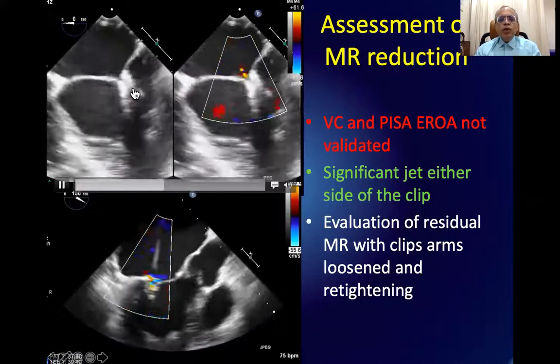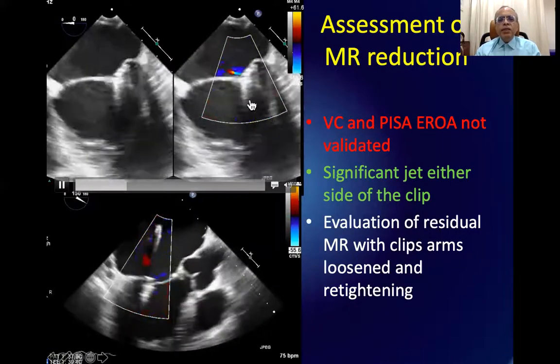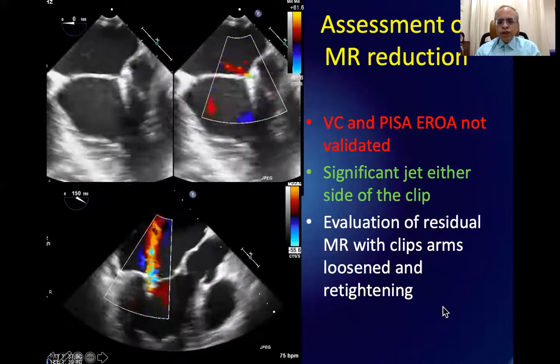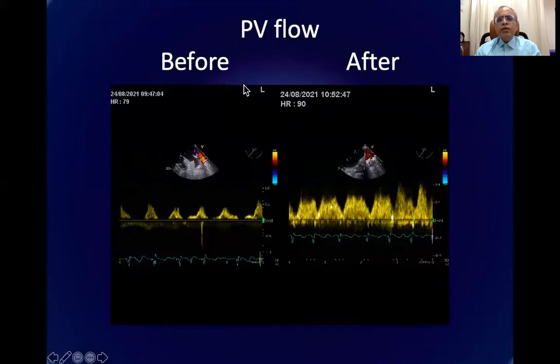For this, now you rotate all the way from 0 to 120 degrees to check for any residual MR jet. The next best thing is to look at the pulmonary vein flow. Now in this patient, one can see that before the clip, the pulmonary vein flow was only in diastole and there was complete systolic blunting. The moment the clip was delivered, you can see that there is a nice tall systolic forward flow and also diastolic forward flow. So now you have got a continuous systolo-diastolic flow in the pulmonary vein, telling you that the LA pressures have dropped and the MR is significantly reduced.